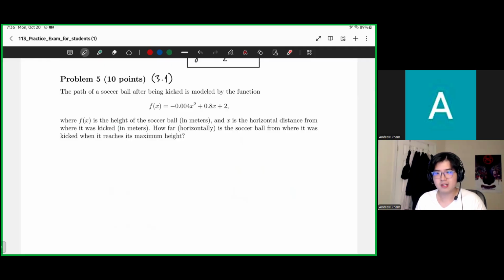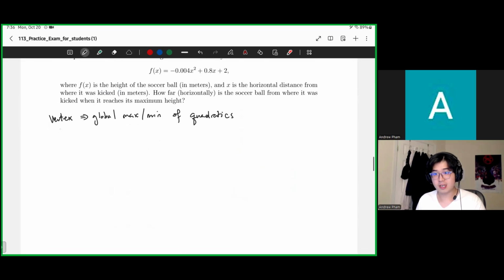All you need to know is that the vertex corresponds to the global max or min of quadratics, and the x value of the vertex is given by minus b over 2a. I don't know if I'll go into conceptual detail before the exam, but I'll definitely do so when we cover 3.1 in discussion. But that's all you really need to know for the exam. This gives you the x value of the vertex.